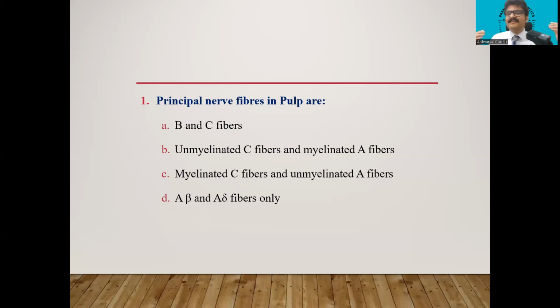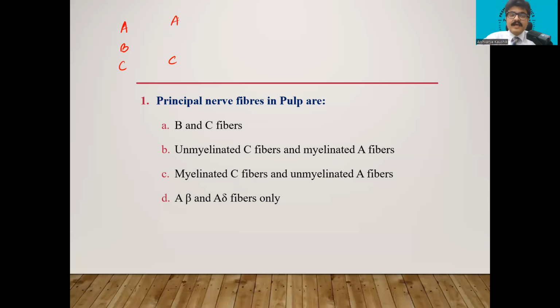Now, for example, this is a question which is completely based on hardcore theory. Principal nerve fibers in the pulp are. So we all know, according to the Erlanger and Gasser classification, if we simply know the theory behind it, that based on myelination and the thickness of the nerve fibers, irrespective of whether we are dealing with sensory or the autonomic nervous system, the nerve fibers are basically divided into A, B, and C. Now, the pulp and the dentine pulp junction primarily receive the A fibers and the C fibers, right?